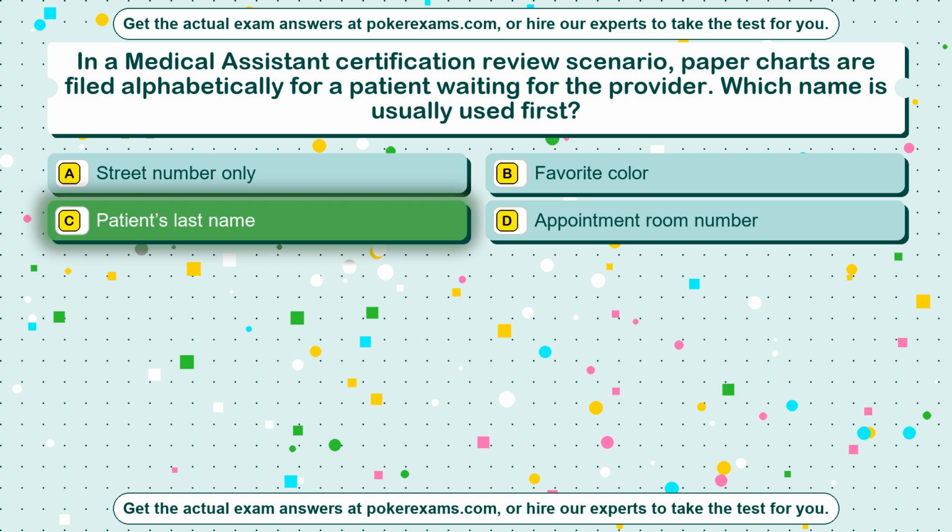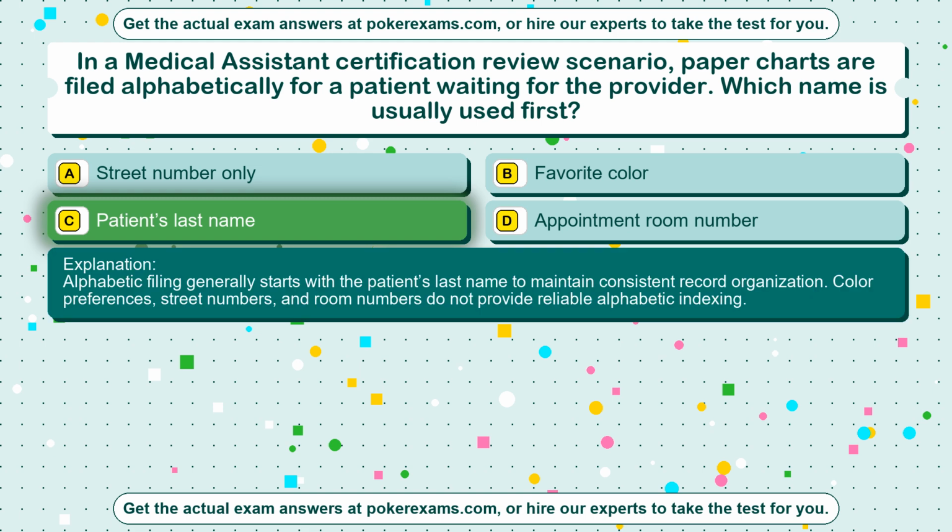The correct answer is option C, patient's last name. Alphabetic filing generally starts with the patient's last name to maintain consistent record organization. Color preferences, street numbers, and room numbers do not provide reliable alphabetic indexing.